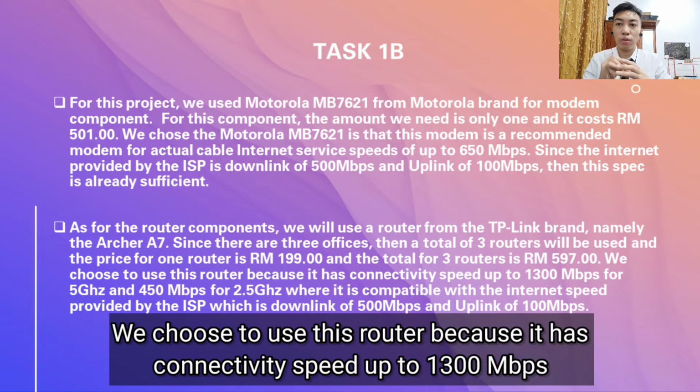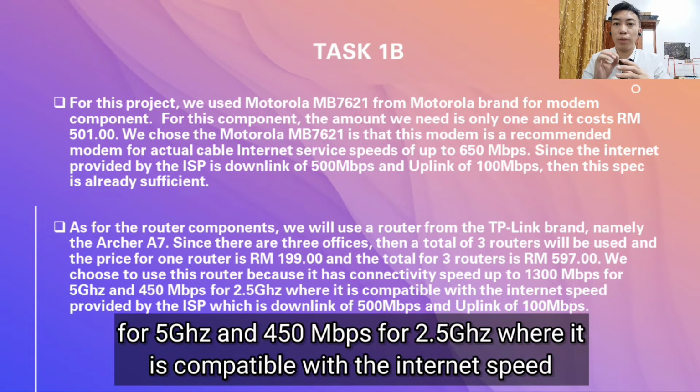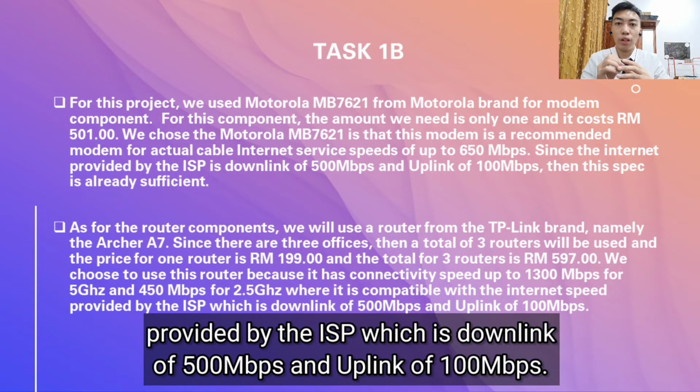We choose to use this router because it has connectivity speed up to 1300 megabit per second for 5 GHz and 450 megabit per second for 2.4 GHz, where it is compatible with the internet speed provided by the ISP, which is a downlink of 500 Mbps and an uplink of 100 Mbps.